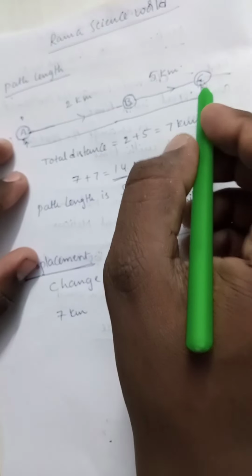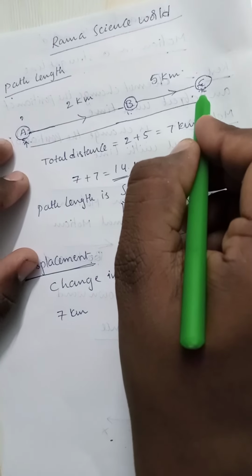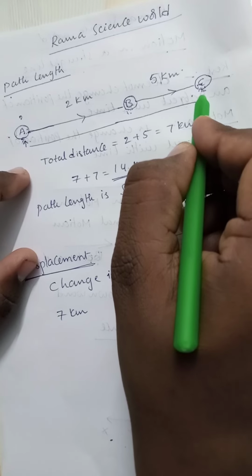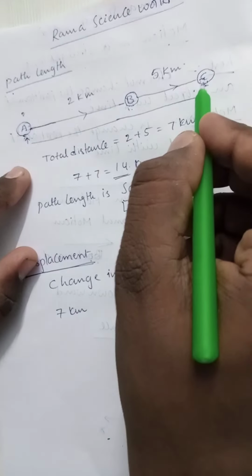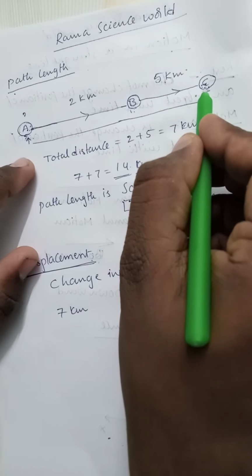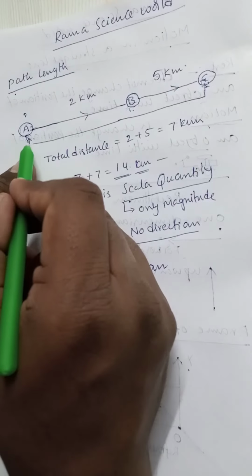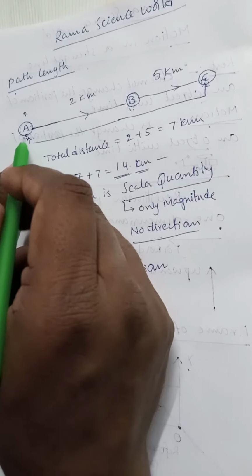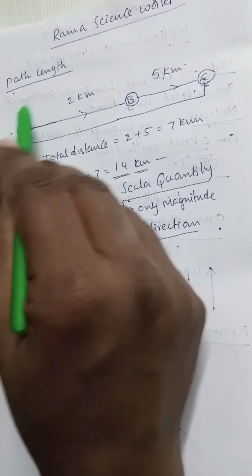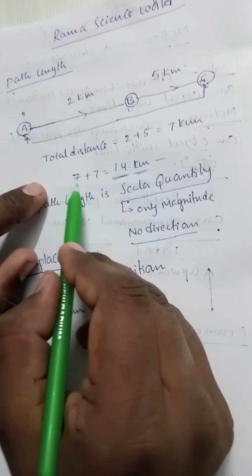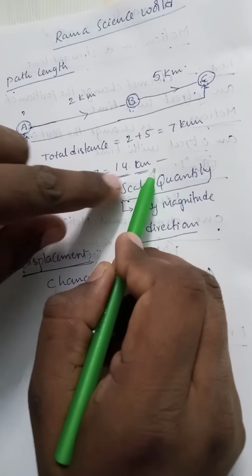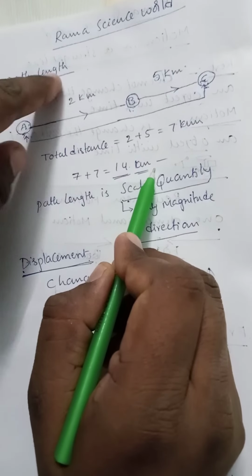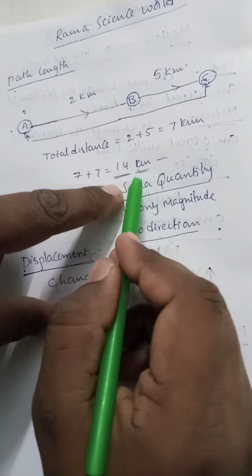After that he decided to go back to his original position, so that person takes the reverse path and moves directly towards position A. The total distance of his journey is 7 plus 7, 14 kilometers. In this case, the total distance is 14 kilometers. That is, the path length is 14 kilometers.